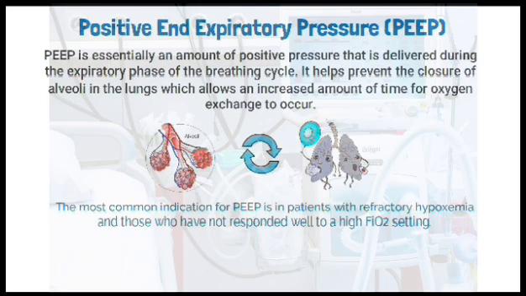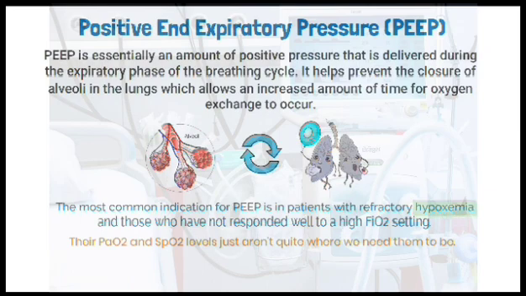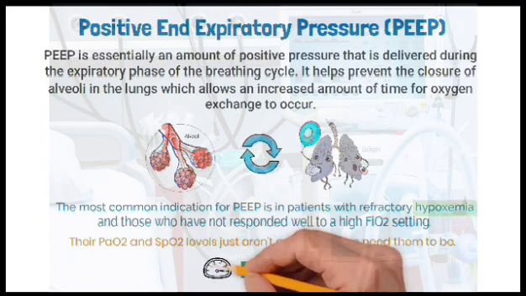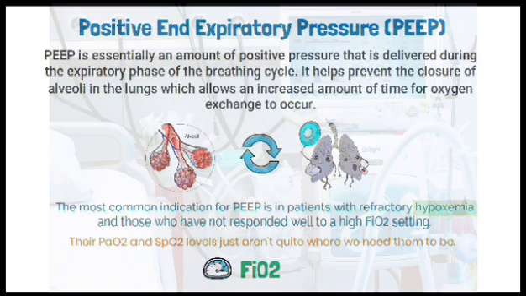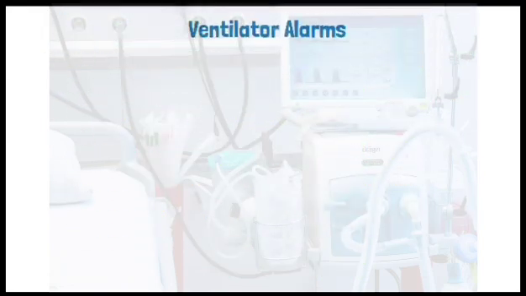So let's say you have a patient who is struggling with hypoxemia. Their PaO2 and SpO2 levels just aren't quite where we need them to be. The first thing you could do is to try to increase the FiO2 setting. You can increase the FiO2 up to 60% to see if it fixes the issue. If not, and if the patient is still showing signs of hypoxemia, this is when you would want to initiate PEEP. And finally, the last setting that we need to discuss is the ventilator alarm.